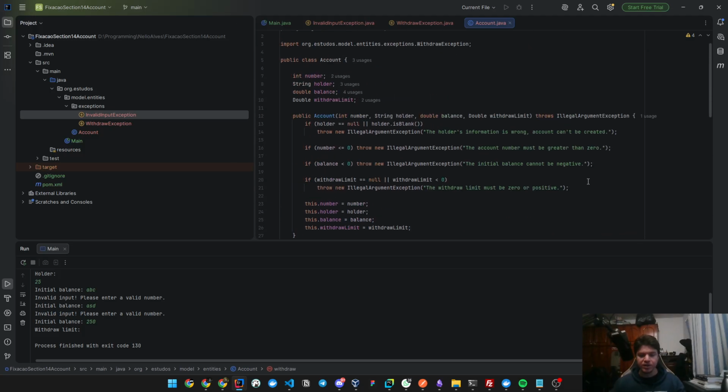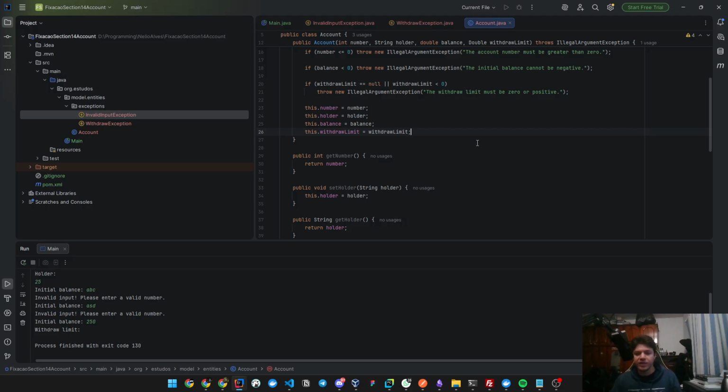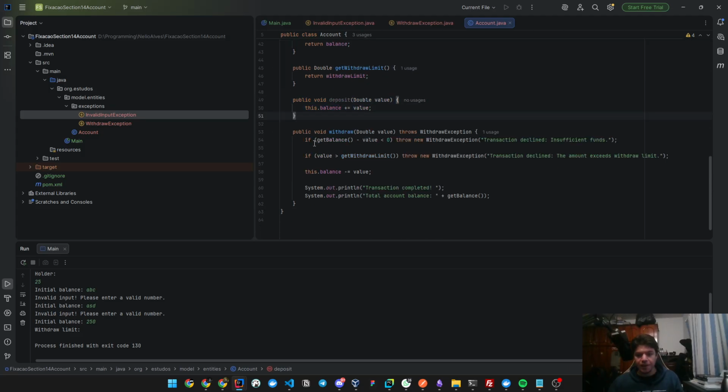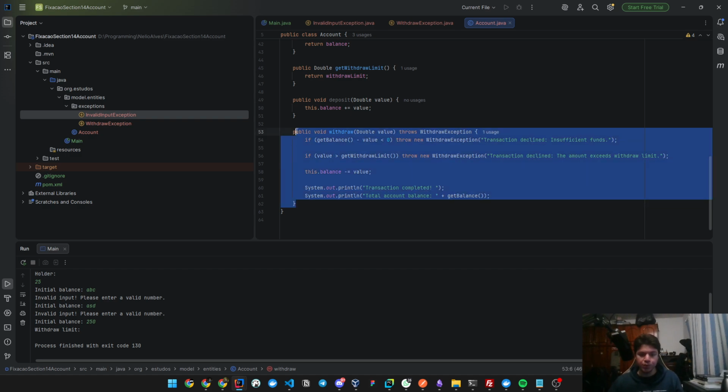We create an account and we throw illegal argument exceptions if one of the arguments is invalid, like if the holder name is blank, if the number of the account is less than zero, because we don't have accounts with negative numbers, and the balance or withdrawal limit is less than zero, because no account can have limits below zero and balance below zero. So if everything goes right, we create the account, and we have the getters and setters, and one setter just to alter the name if needed, and the deposit method. And the important one here is the withdraw method.